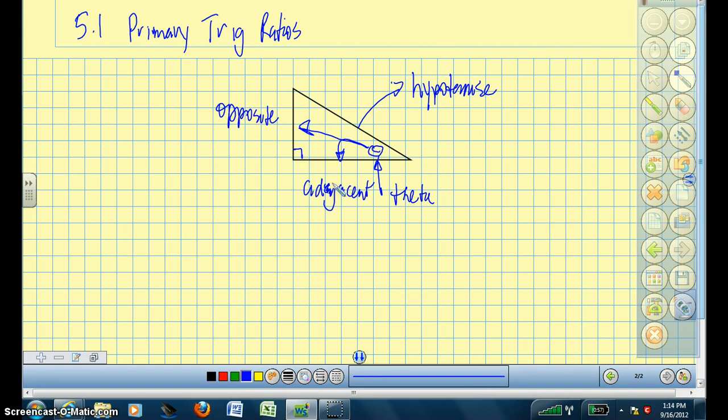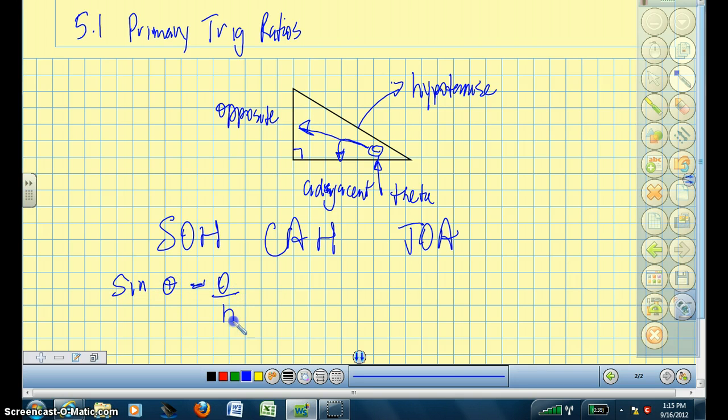And last year, most of you would have been told a mnemonic to remember all the trig ratios, and the mnemonic is SOHCAHTOA. Okay, so this means that the sine of theta is opposite over the hypotenuse. The cos of theta is the adjacent over the hypotenuse, and the tan of theta is equal to the opposite over the adjacent.